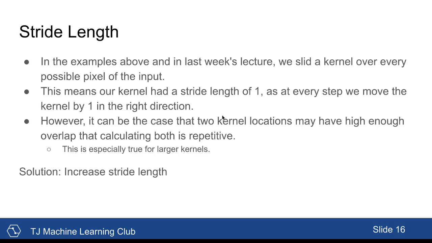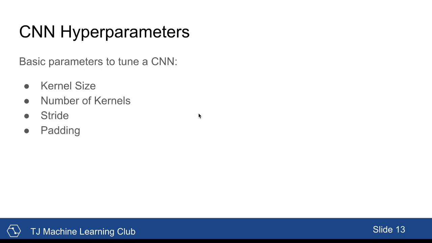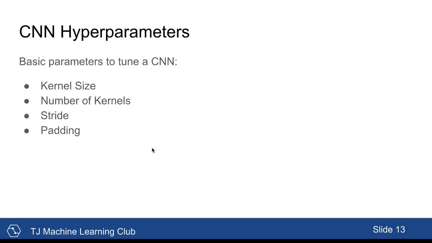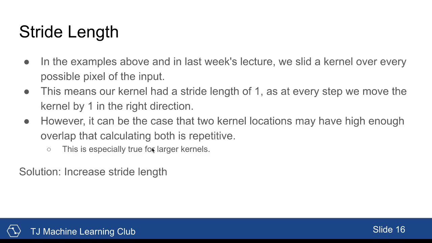If you're trying to reduce computational time, and I made the stride length 2 rather than 1, this would reduce the dimensions of our final output matrix. The max pooling layer we were talking about before also essentially has a stride of 2, where instead of looking at these 4 next, we move 2 over. So in this case, increasing stride length could help in that scenario.